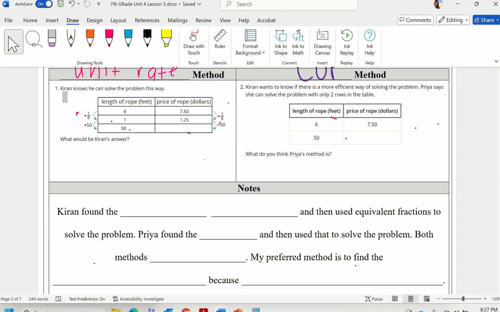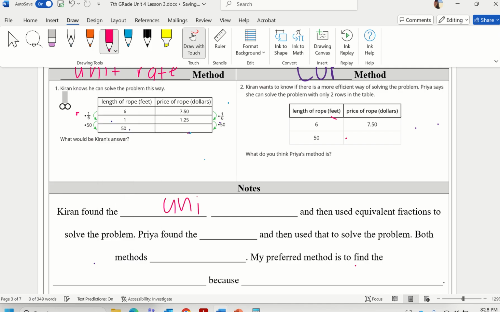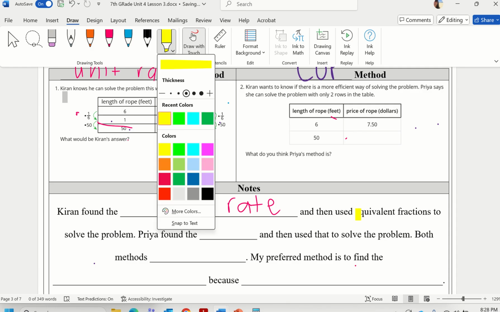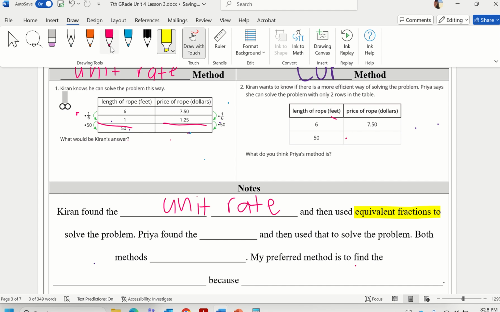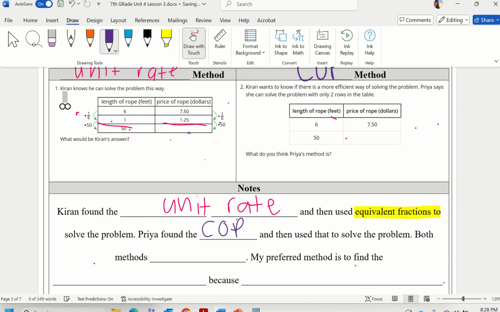So for our notes, we saw that Karan used the unit rate method. So that was this first one. He found the unit rate and then he used equivalent fractions to find how much 50 feet of rope would cost, or to solve the problem. That was the first method. Priya, on the other hand, found the COP and used that to solve the problem. Both methods work.